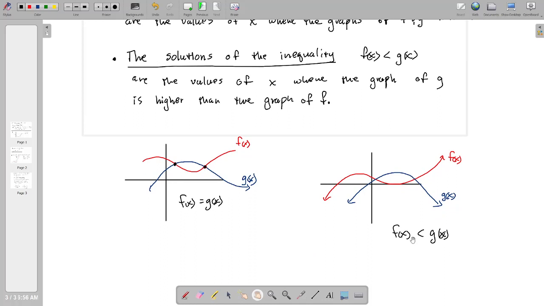But remember, for inequalities, we're looking for an interval of solutions. So if we say that this is A and that this is B, we can see that f and g are equal at x equals A and x equals B, because that's where the two graphs overlap. But we're looking for where f is less than g. So we're looking at the x values that are between A and B. So our solution set in this case would be x is less than b and x is greater than a, or we can use the interval a to b. This would be our interval form.